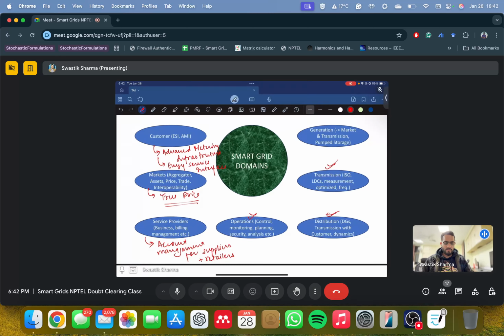Then transmission, you already know what the transmission system is. ISO, if you're new, ISOs are independent system operators. So in India, you can equate ISO to Grid India. So these operate the transmission system. And then you have generation. So generation should be linked with markets, and also the transmission system.